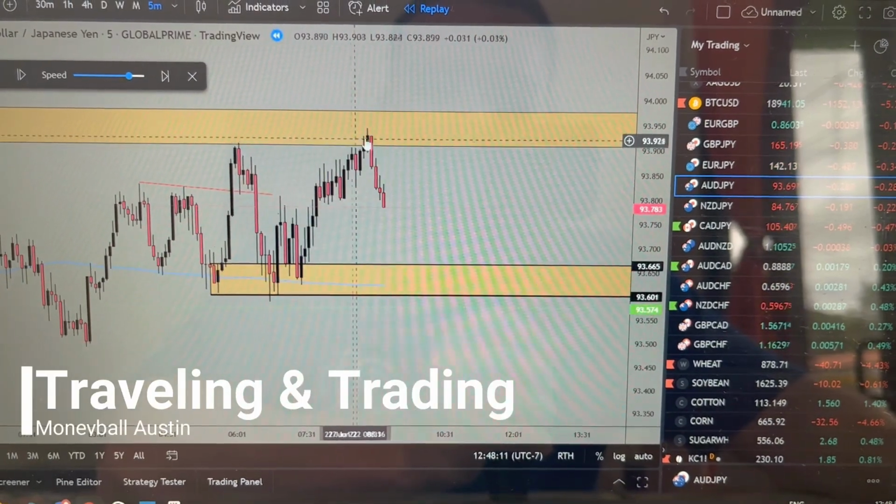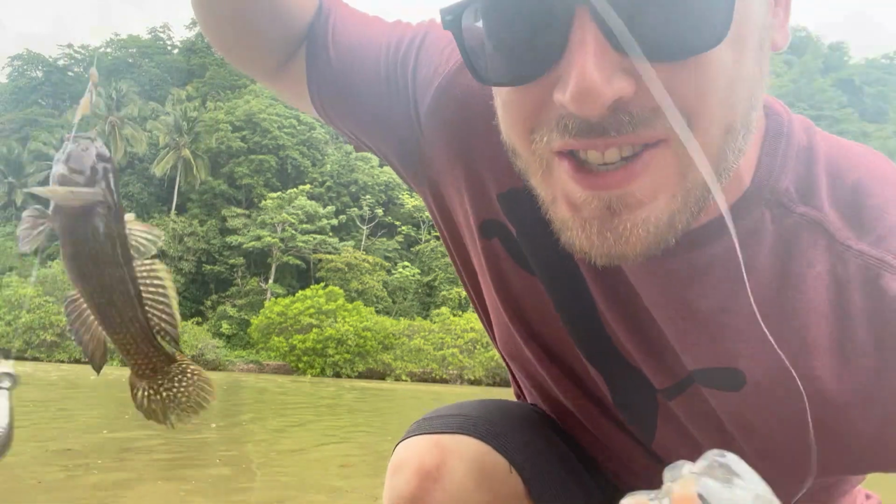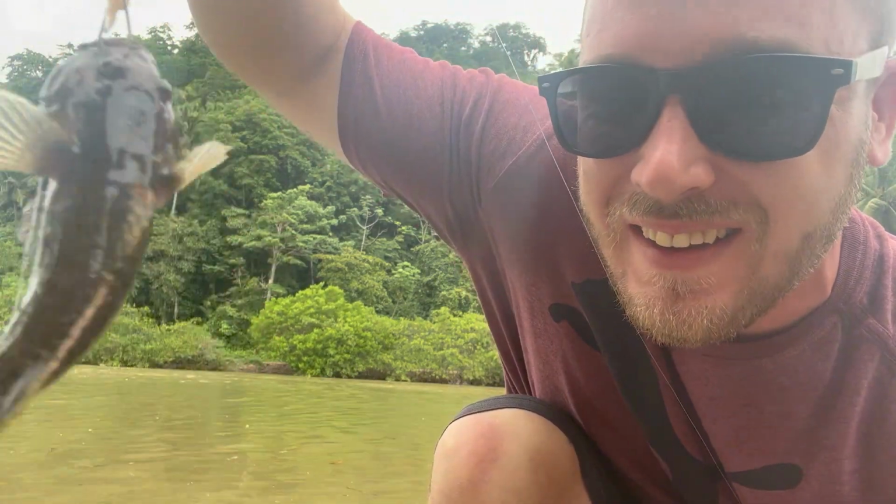2.5 to 1, and then price is reversed. So small gain. Ladies and gentlemen, we got one. Look at it. Oh my gosh, just a little baby.